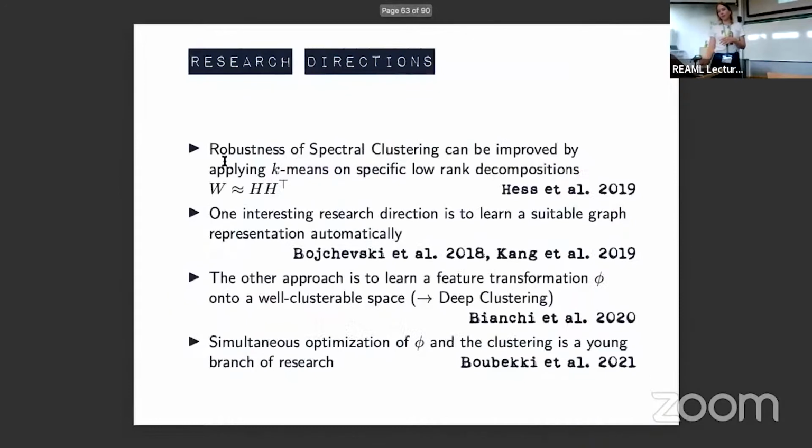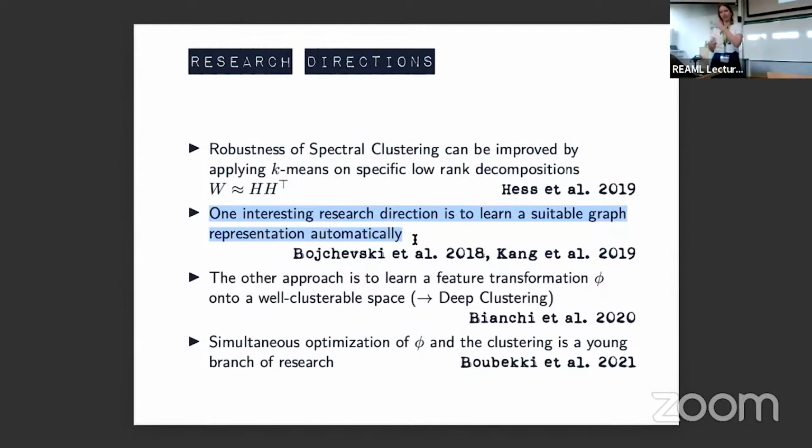And this I would propose as also a research direction. So actually we could show that robustness of spectral clustering can be improved when we apply k-means on specific low-rank decompositions, but I think we could do even more there. And in particular, in combination with the research direction to learn a suitable graph representation also automatically.